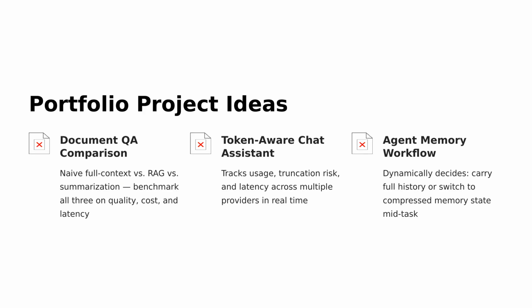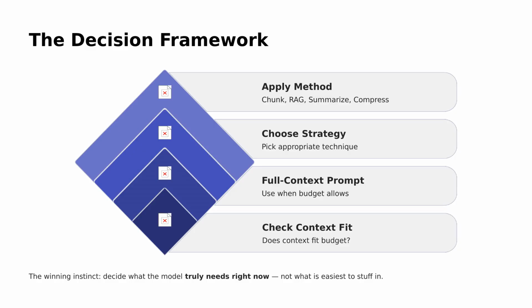Here are 3 strong portfolio project ideas. First, a document QA comparison that benchmarks naive, full context prompting, RAG, and summarization on answer quality, cost, and latency. Second, a token-aware chat assistant that monitors token usage, truncation risk, and response speed across providers in real time. And third, an agent memory workflow that can decide mid-task whether to keep full conversation history or switch to a compressed memory state.